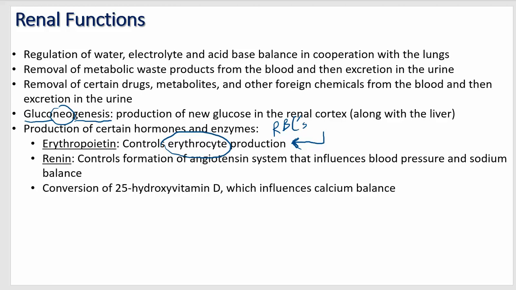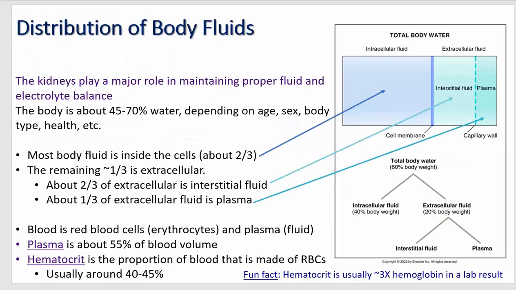Okay, so renin, we talked about that with the RAA system, the renin-angiotensin and aldosterone system. And that influences blood pressure and sodium balance. The kidneys do other things. Parathyroid hormone has a lot of activity there. Conversion of 25-hydroxyvitamin D, which influences calcium balance. So a lot of stuff is done in the kidneys, and we're going to get to all of it.